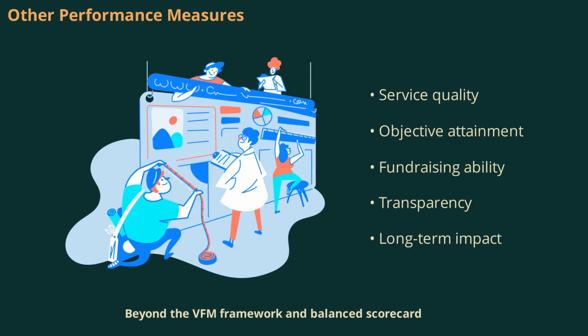Beyond the VFM framework and balanced scorecard, NPOs can use additional performance measures. These include the quality of services provided, the attainment of objectives, the ability to raise funds efficiently, transparency in reporting, and the long-term impact of their activity. Regularly reviewing these measures helps organizations stay accountable and responsive to the needs of their stakeholders.